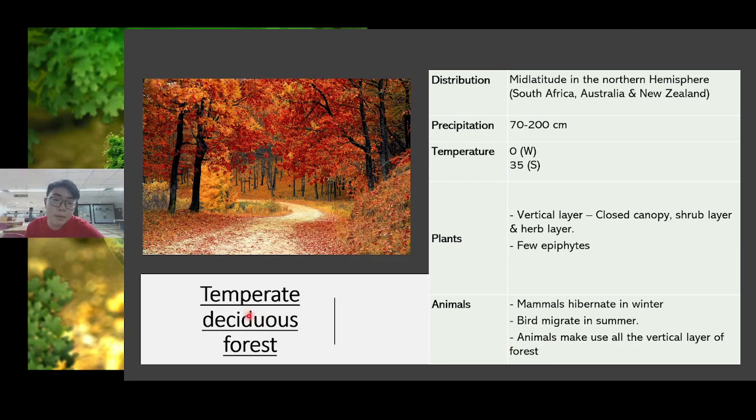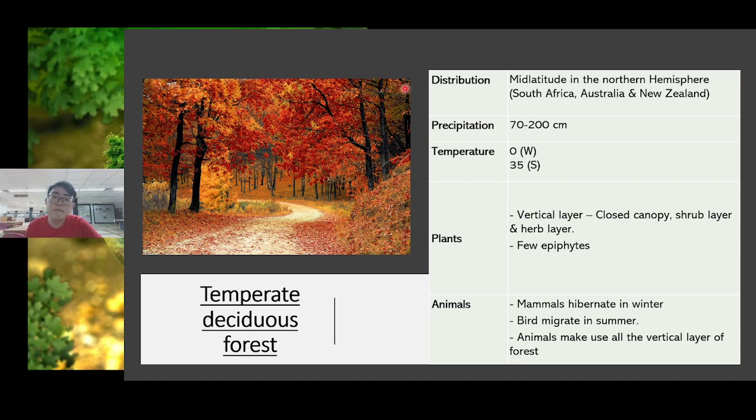Okay, the next is the temperate deciduous forest. The temperate deciduous forest is a very beautiful forest. Normally it is in Australia and New Zealand. You will see the leaf color is normally orange and yellow. It's very beautiful, and many people like it. Normally some people go to Australia and New Zealand to take their wedding photos, because the environment looks beautiful.